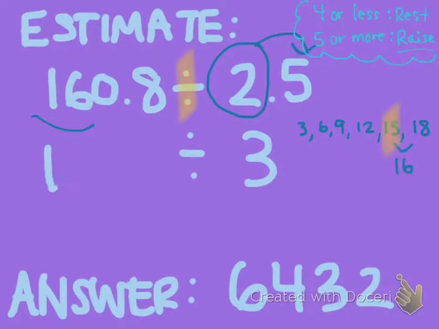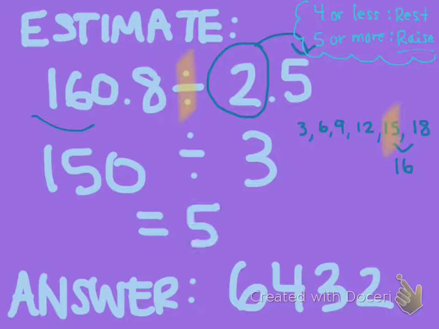So the 16 changes to 15 because that's a multiple of 3. I know how to divide those easily in my head. And then everything else behind it will change to a 0. And I don't need what's after the decimal. So now I have 150 divided by 3, which is a lot easier to divide in my head than 160.8 divided by 2.5.